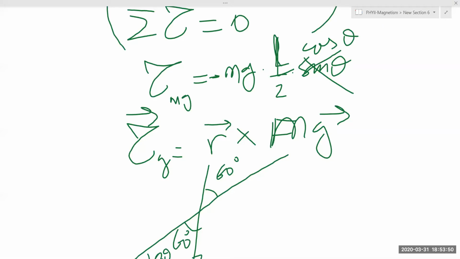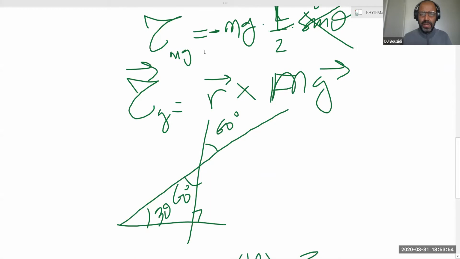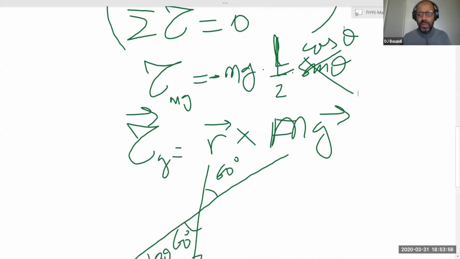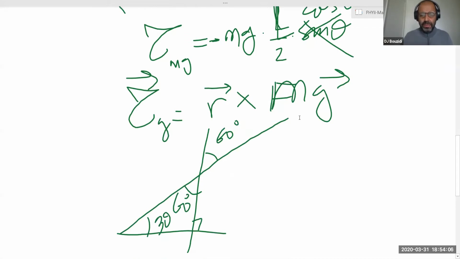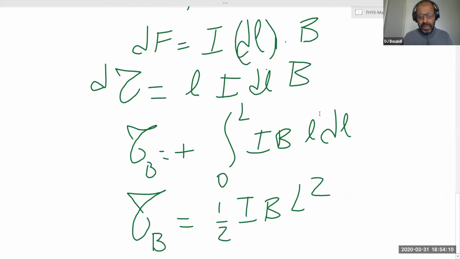So how do you find the current then? You equate the two torques, the torque of gravity, which is minus mg L over 2 times cosine theta. In magnitude, it's going to be mg times L over 2 times cosine theta. It's clockwise. The torque of gravity is going to be a positive number, and you equate the two. You have B, you have L, you have M, and G, which is 10. And you have theta, which is 30 degrees, and you plug in everything and you should find the current.